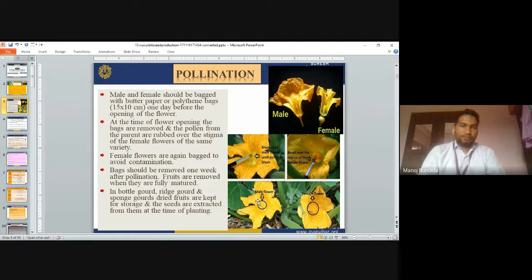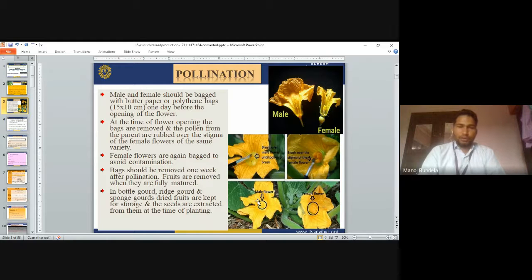The female flowers are again bagged to avoid contamination. So after pollination, again we have to bag the female flower so that there will be no contamination. Bags should be removed one week after pollination. The fruits are removed when they are fully mature. When the fruits are fully mature, at that time we have to remove the fruits.